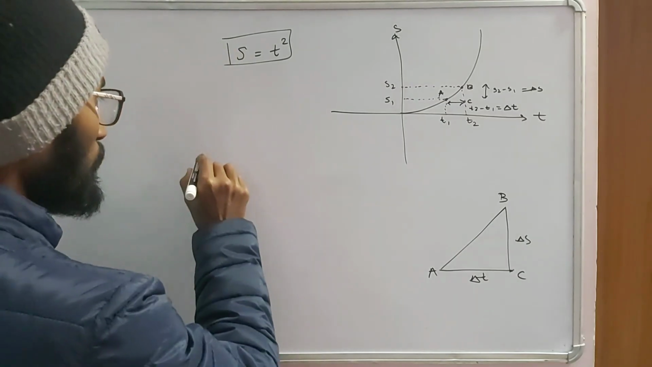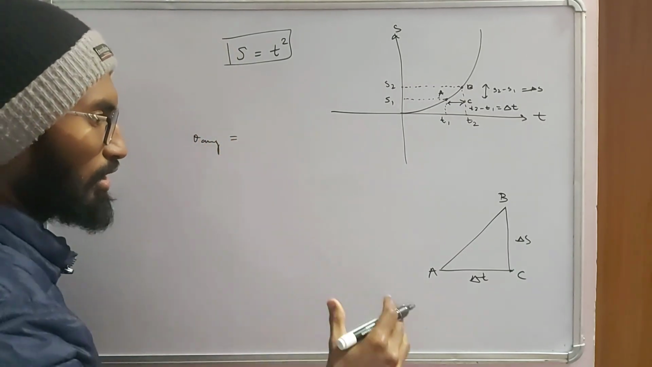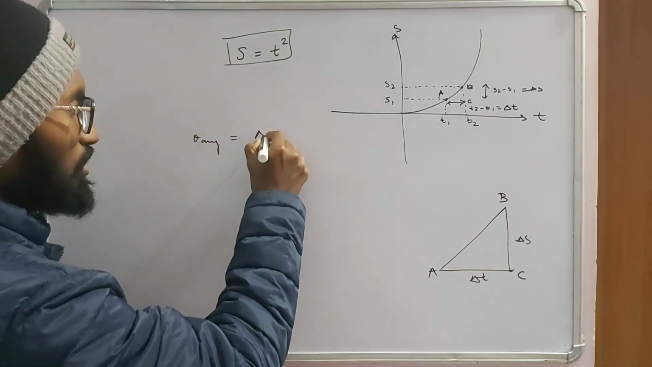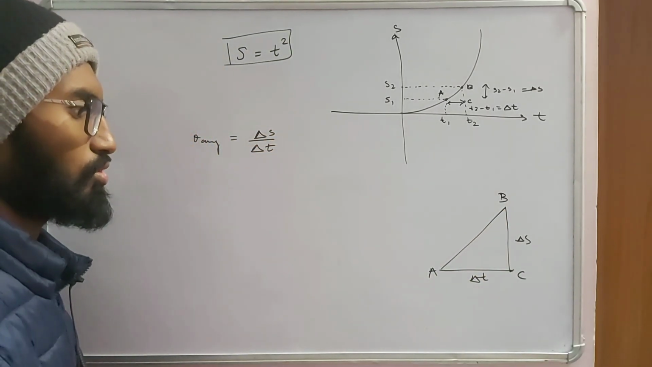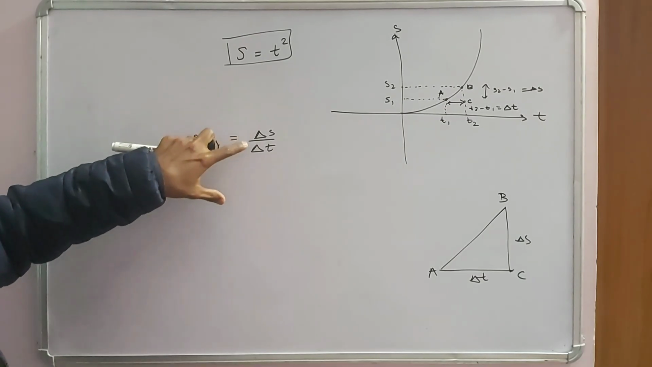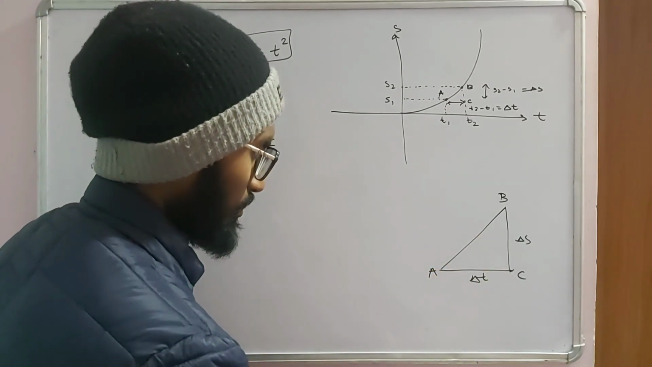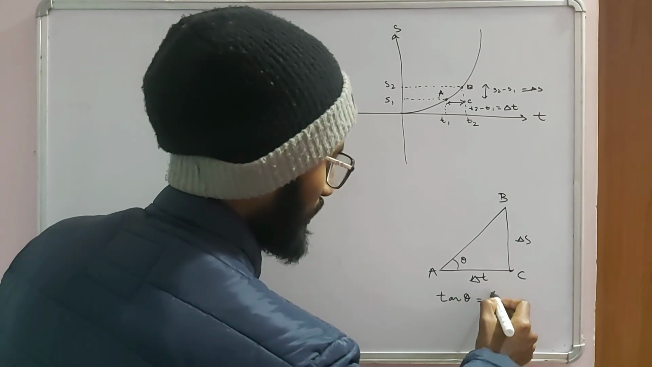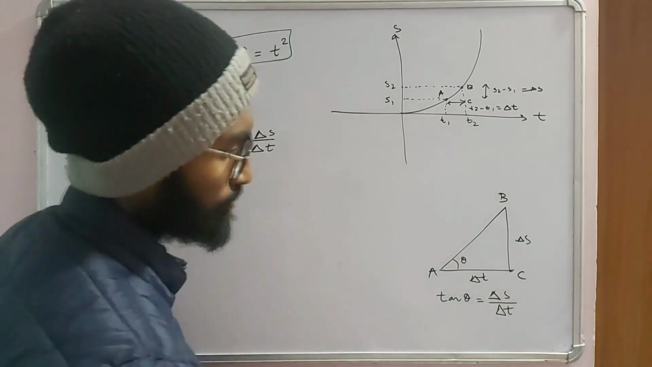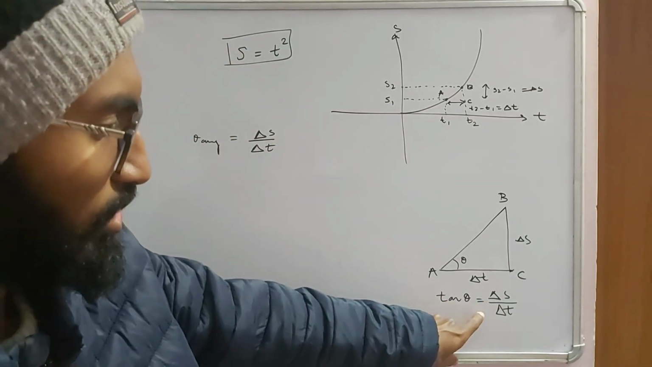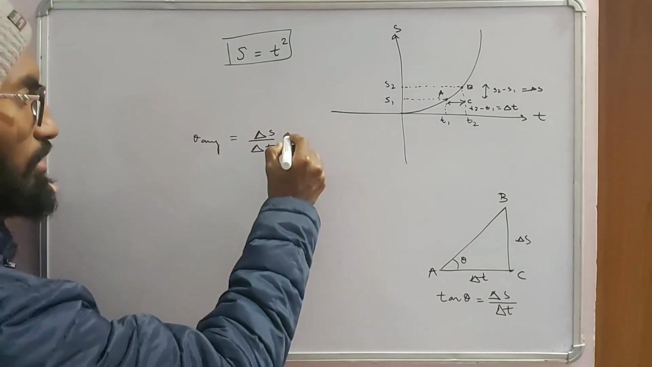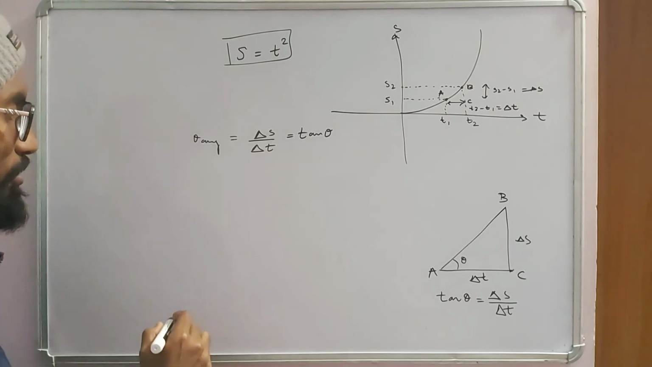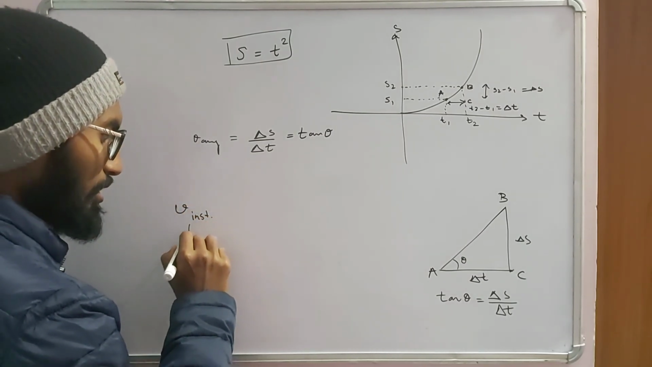If you are asked to calculate the average speed between point A and B, you divide the total distance traveled by the total time taken. That is nothing but delta s upon delta t. If you analyze delta s upon delta t in this right angle triangle, suppose this is angle theta, then tan theta will come out to be delta s upon delta t. So if you compare these two equations, you can say average speed can also be written as tan theta.